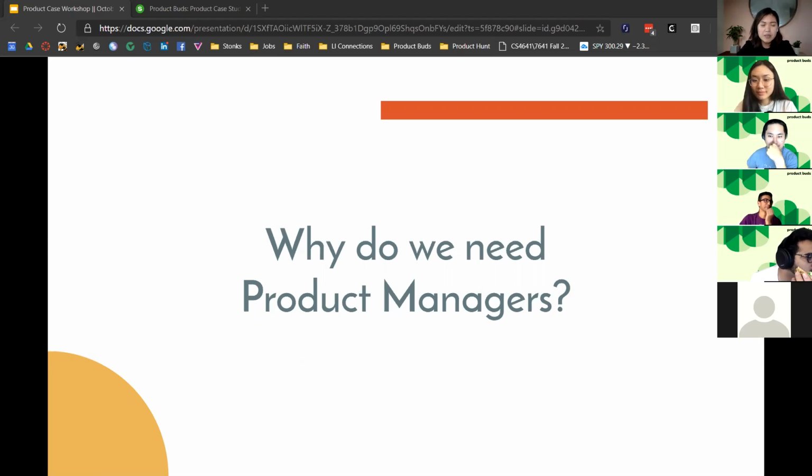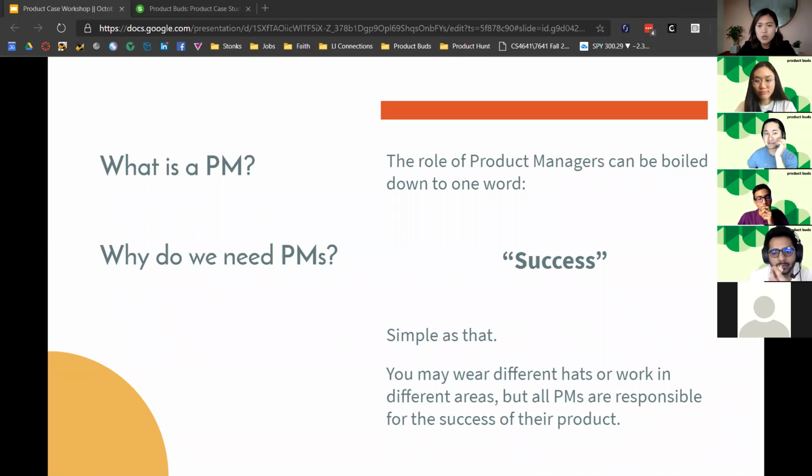Okay, so let me try to tie all these together and then share what my thoughts are on what a PM is and why we need them. So here's my take on it. A PM's responsibility can be boiled down to one word, which is success. You are responsible for the success of your product. And this can mean many things. It can mean all the things that you guys listed in the chat. And it can mean not all of those things, right?